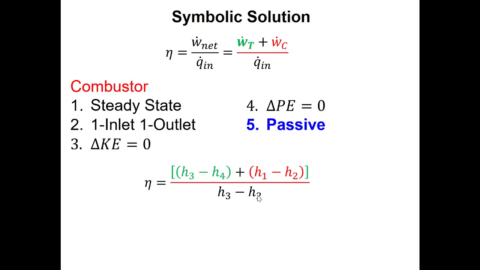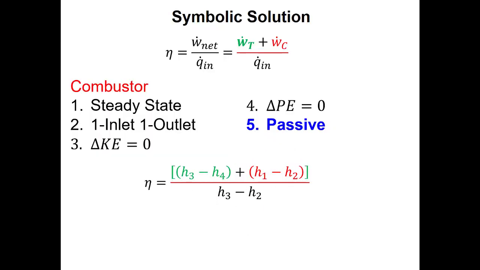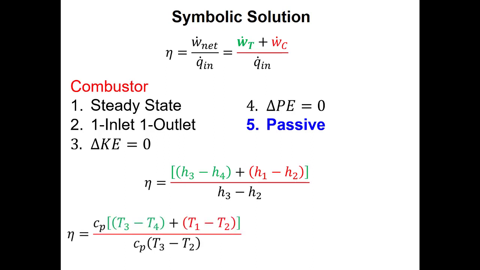So now, if I was doing variable-specific heat analysis, I'd have an expression that was only dependent on H's. And if I was doing constant-specific heat, I would assume that the specific heat is constant throughout the whole system and not just for each component. So it's the same CP. Those CPs are going to drop out, and I'm going to have a function of only temperatures.